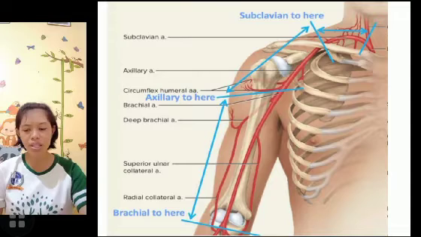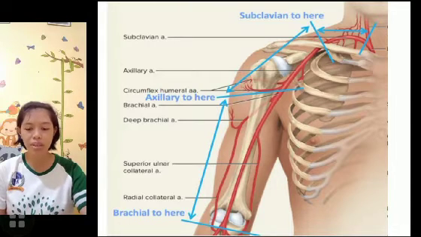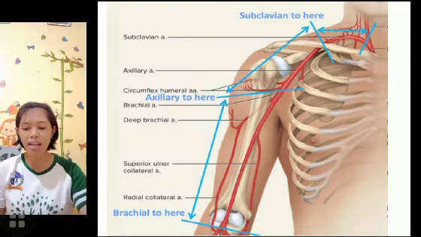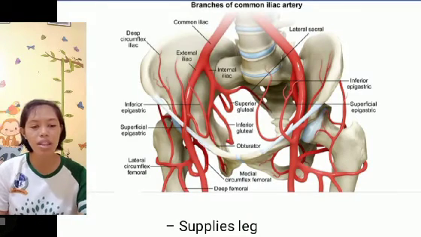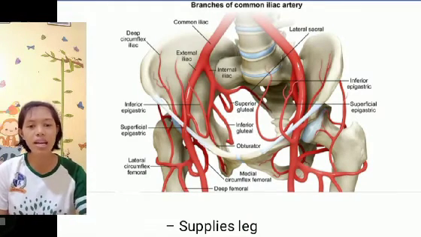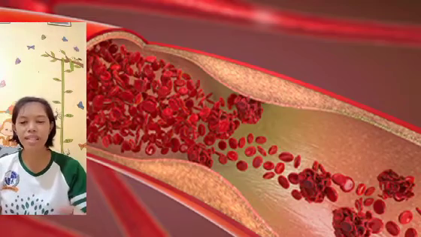So there are three branches in here, and one of those branches is our subclavian. It passes through the body wall and then it becomes axillary, which means our armpit. Starting down the arm region, it becomes brachial as it supports the arm. Now let's proceed with the branches of the common iliac artery, which supplies the leg.